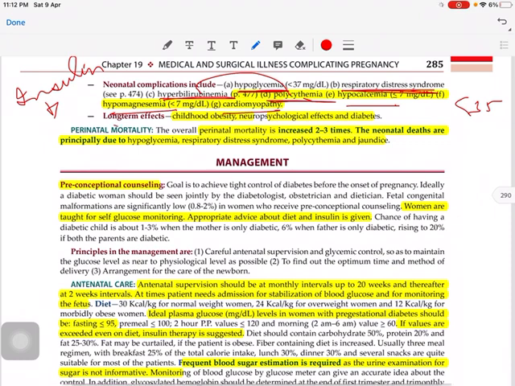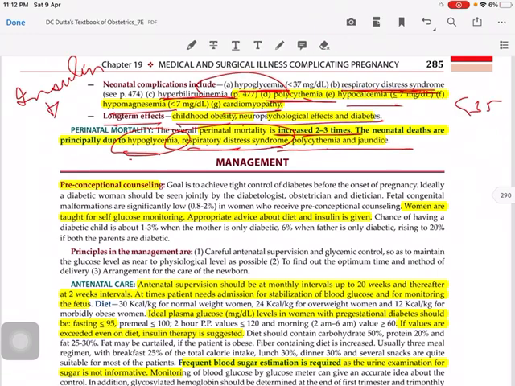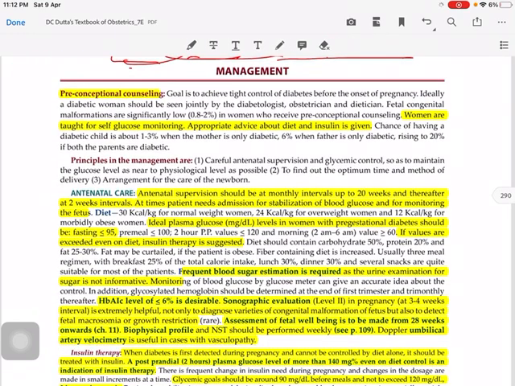We have cardiomyopathy. Long-term effects of this can be childhood obesity, neurophysiological effects, and diabetes. Perinatal mortality is increased 2 to 3 times, and it is principally due to hypoglycemia, respiratory distress syndrome, polycythemia, and jaundice. These 4 things are important during the care of the baby to manage them.